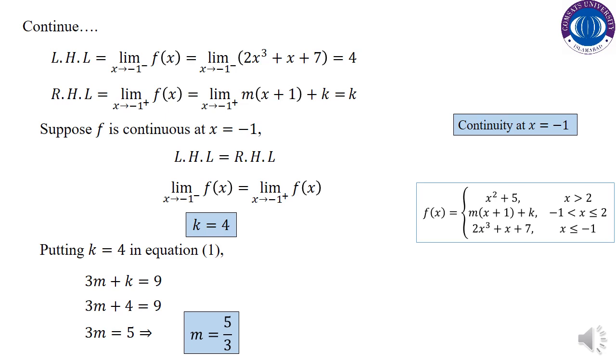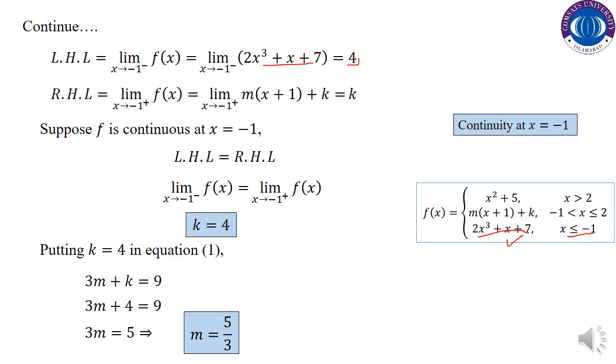First we will find the left hand limit. For the left hand limit as x approaches -1, we will have the function 2x cube plus x plus 7, because for the left hand limit the values of x must be less than -1. So for this condition we have this function. Now applying limit as x approaches -1 on this function, we have left hand limit 4.